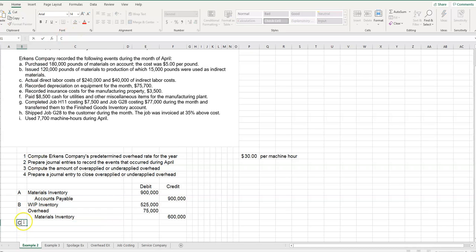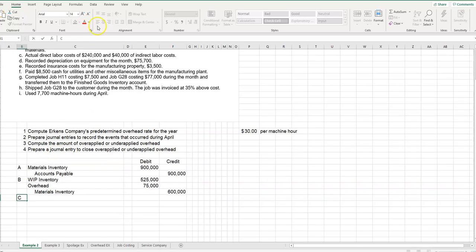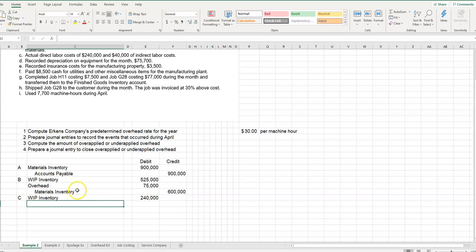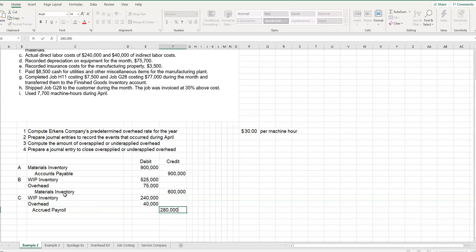Journal entry C, actual direct labor costs of 240,000 and 40,000 of indirect labor costs. We record direct materials, direct labor, and overhead costs to work in process inventory. So our direct labor costs will be recorded to work in process inventory, $240,000. The 40,000 of indirect labor costs we will record to overhead. And then our payroll account for 280,000.